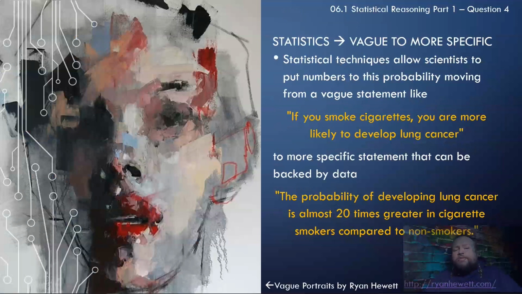So more with stats, what we get a step from here in communication within science and that culture is stepping away from vague statements and trying to make them a little bit more specific, tied to quantified, probability-based events. Statistical techniques allow scientists to put numbers to this probability, moving from vague statements like, if you smoke cigarettes, you're more likely to develop lung cancer. It's very vague. You don't know how much, where, when. We get more specific statements, backed by data, such as the probability of developing lung cancer is almost 20 times greater in cigarette smokers compared to non-smokers.